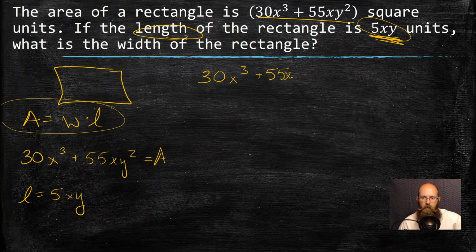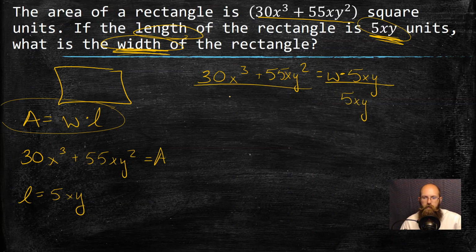And that equals width times my length, which I know is 5xy. And they're asking what's the width? Well, I need to find w, so I'm going to divide by 5xy. Divide by 5xy. All right, and I'm going to kind of do a combination here. I'm going to divide each of my numerators by my denominator.